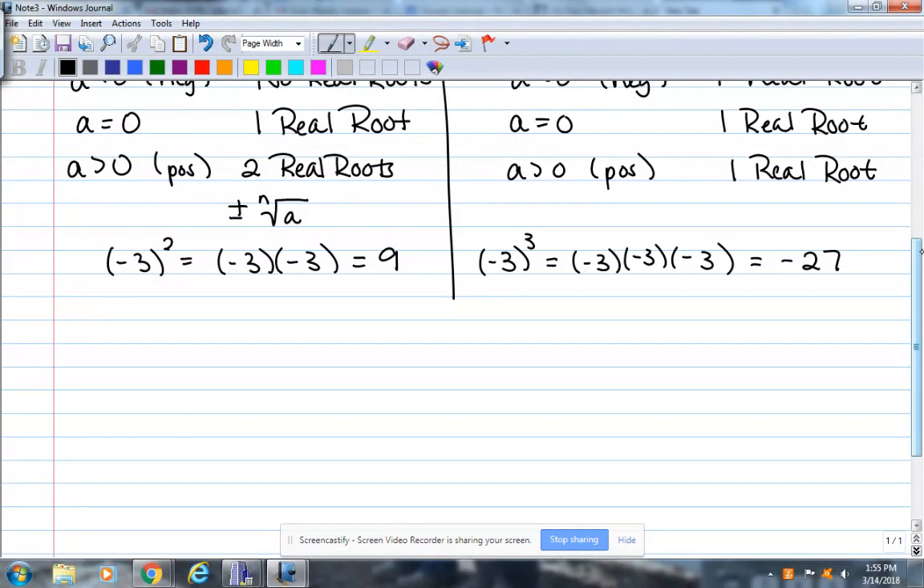All right. So the directions here will say find the nth root of a.